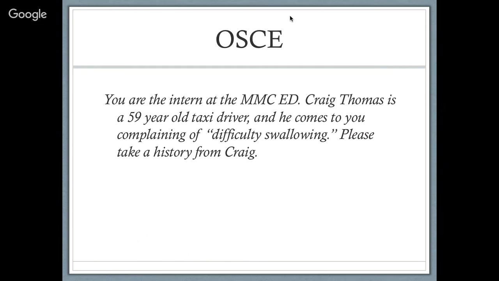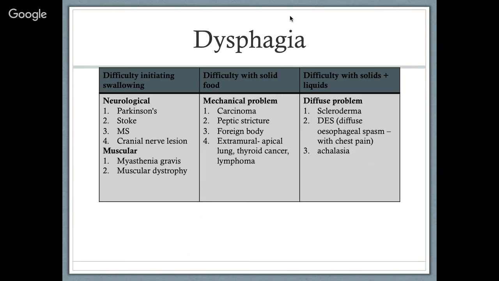Particularly in acute abdomen, which Connie will be covering in the lower GIT lecture, you think about what's going on in the region that's causing problems. With dysphagia, I do this one particularly. I think about what exactly is the problem. Can they initiate swallowing? If they can't, I'm wondering about something neurological. I want to make sure it's not Parkinson's, not a stroke, not MS, and not a cranial nerve lesion. If they've got problems with solid food, I'm wondering about a mechanical problem, something that's stopping food from getting down. So carcinoma, peptic stricture, foreign body, or something compressing the esophagus.